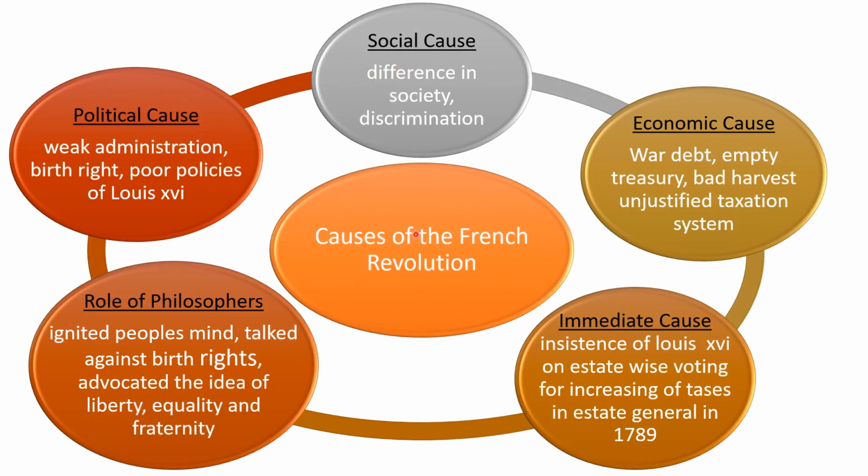As we summarize the causes of the French Revolution: social cause, differences in society, discrimination; economic cause, war debt, empty treasury, bad harvest, unjustified taxation system; political cause, weak administration, birthrights, poor policies of Louis XVI, and the role of philosophers, who ignited people's minds, talked against birthrights, and advocated the ideas of liberty, equality, and fraternity. And the immediate cause was the insistence of Louis XVI on estate-wise voting for increasing taxes in the Estates General in 1789.